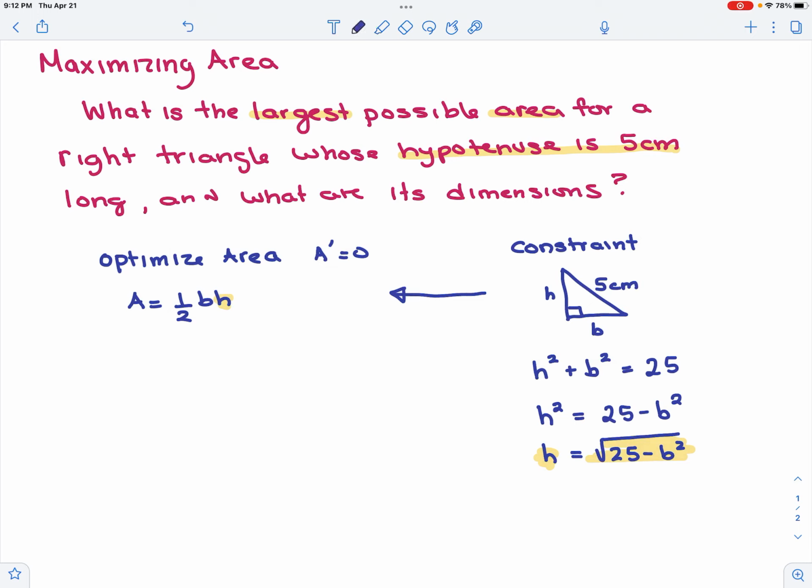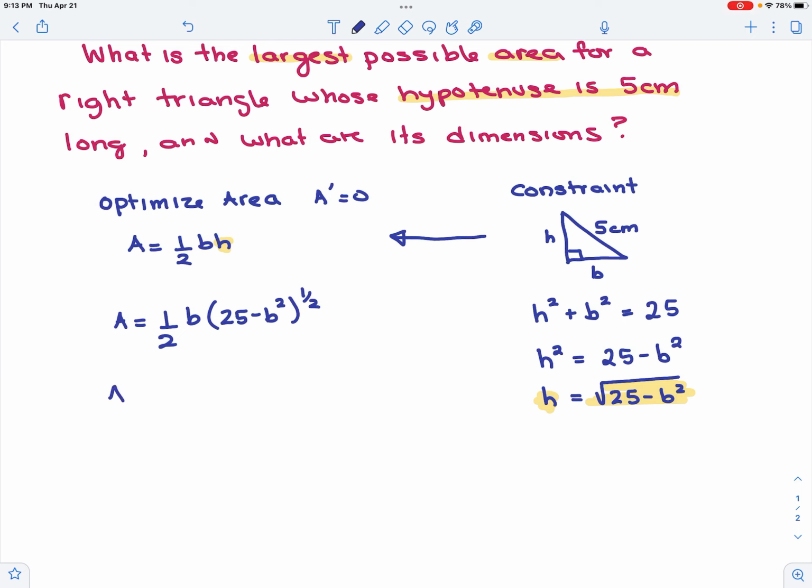That also gives us an equation with two variables, the b and the a, so that's also good. So we have A equals a half b times the square root of 25 minus b squared, and then I'll just put that to the 1/2 so that it's easy to take the derivative of that.